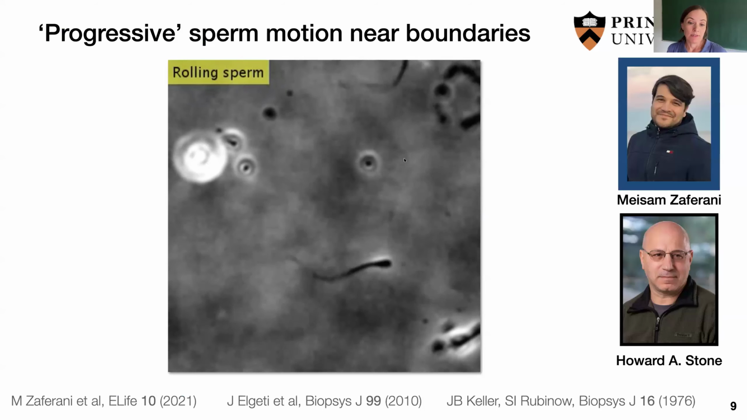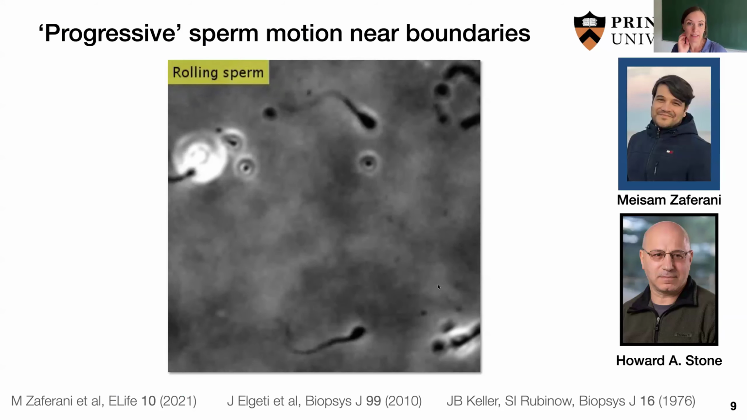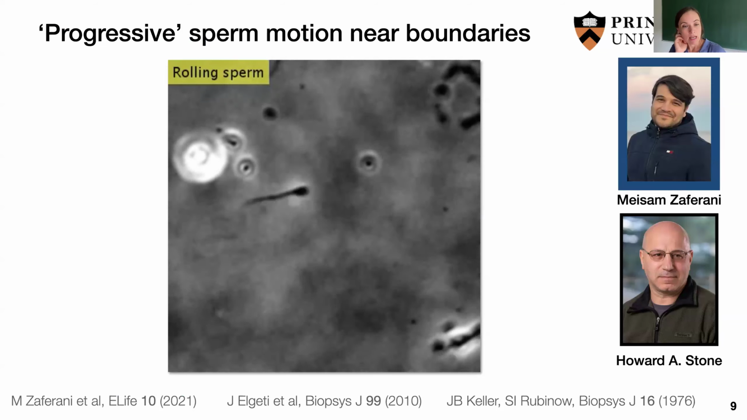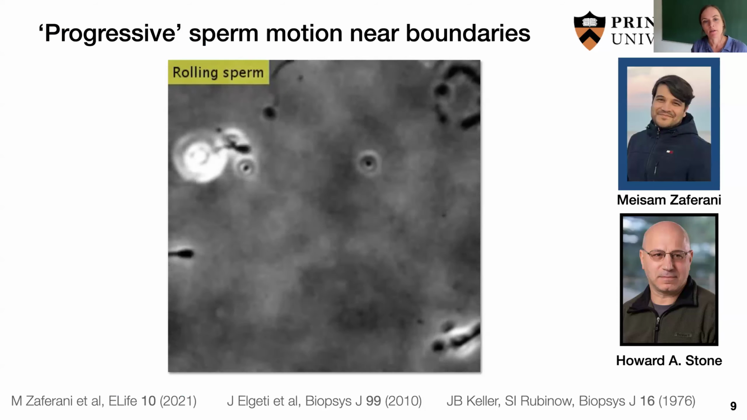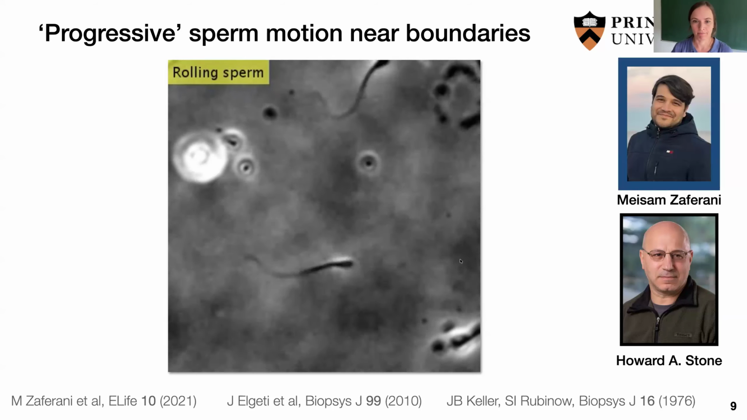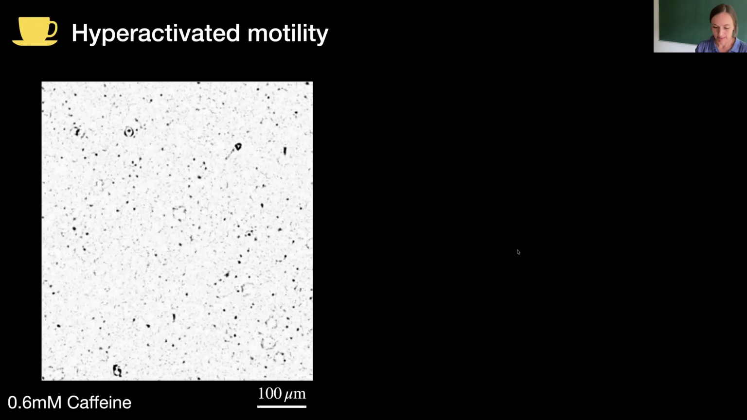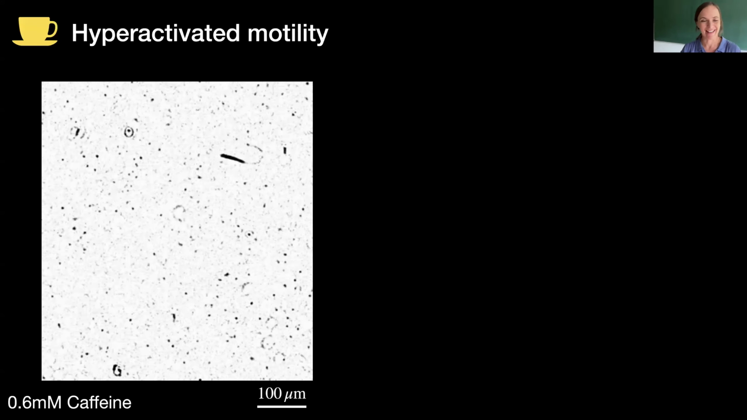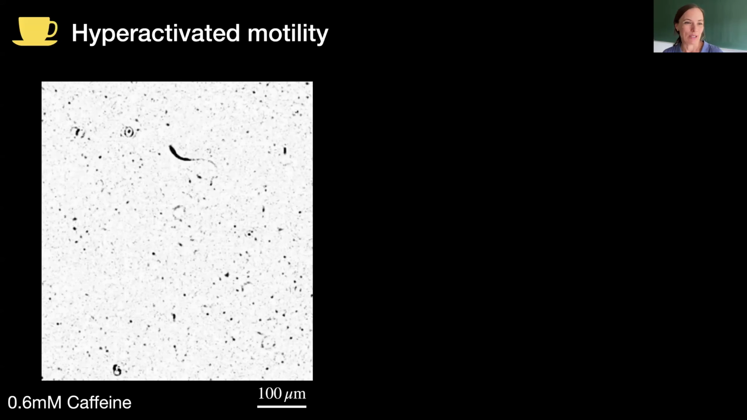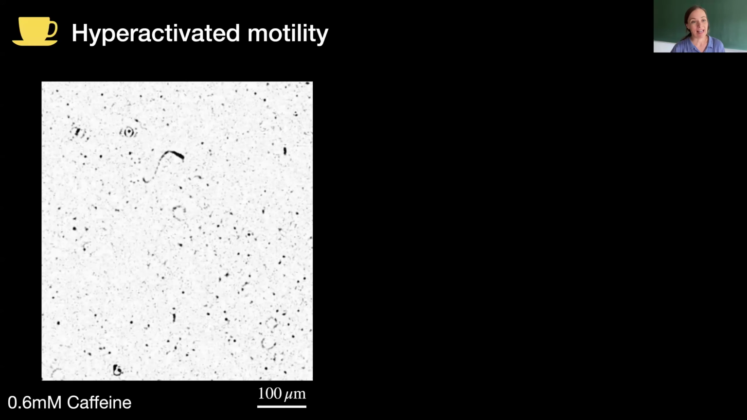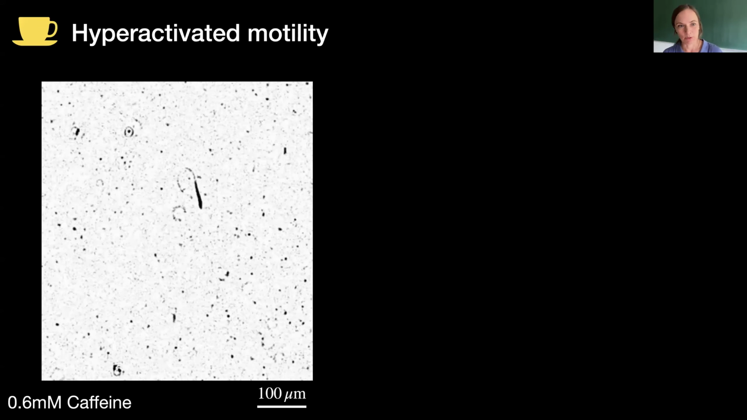And here you can see movies of sperm cells moving near boundaries. What you may appreciate is that these sperm move fairly straight. Now, we can actually hyperactivate them. And the big question is, how can you do that? In the lab, what is used is actually coffee. So caffeine acts as a trigger for hyperactivated motility.